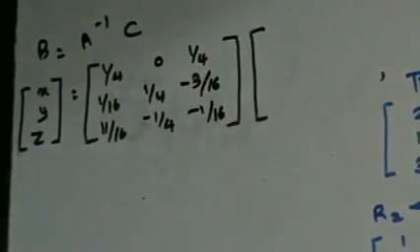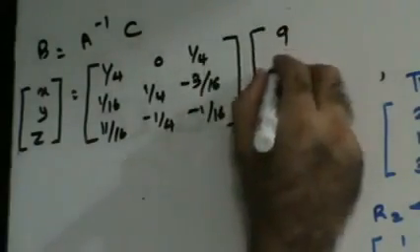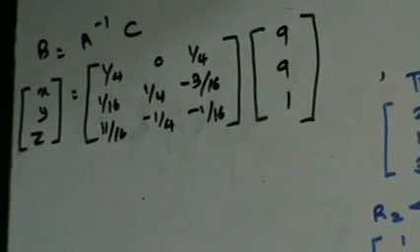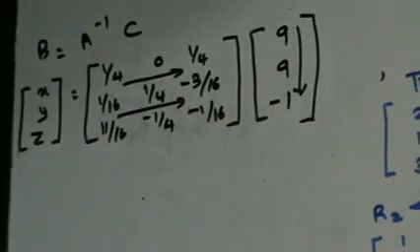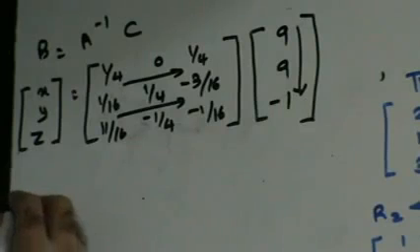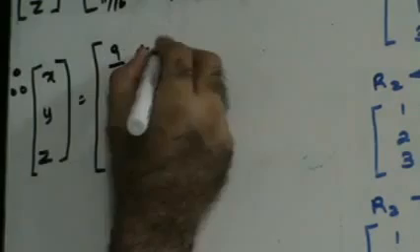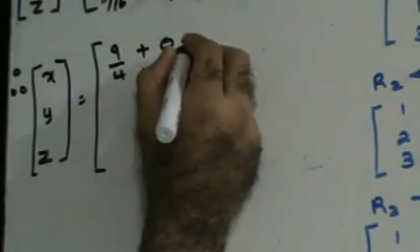into C. What was the value of C? The value of C was 9, 9, 1, minus 1, right? Once you have this, you need to multiply this. How do you multiply this? Rows into columns. You have to multiply rows into columns. So I'll get therefore X, Y, Z is going to be equal to first row into first column. 1 by 4 into 9 will give you 9 by 4 plus 0 into 9 plus 1 by 4 into minus 1 will give you minus 1 by 4.